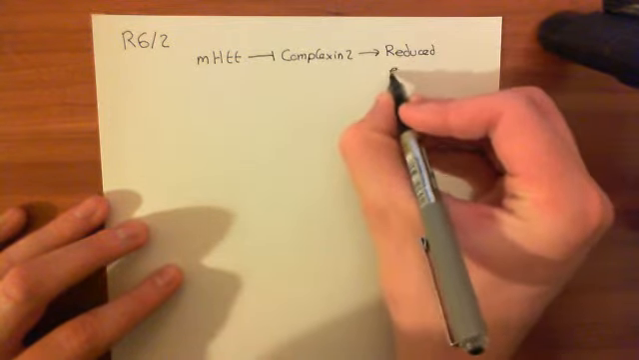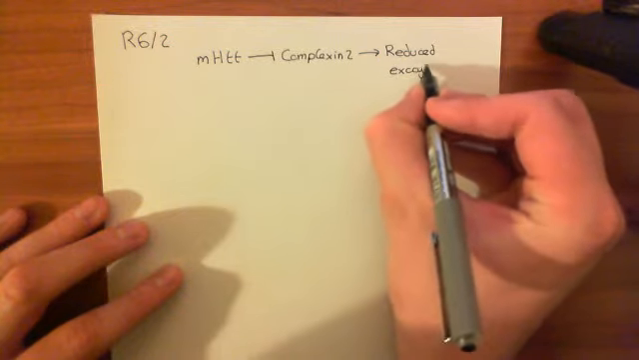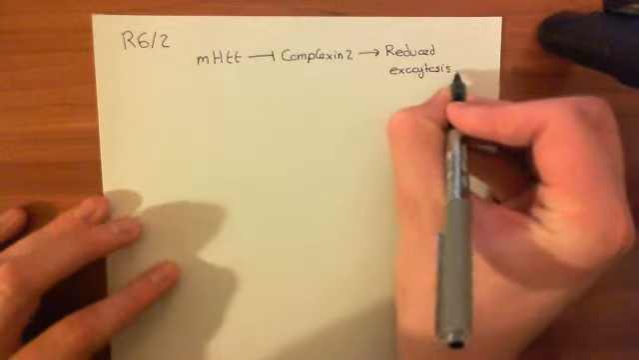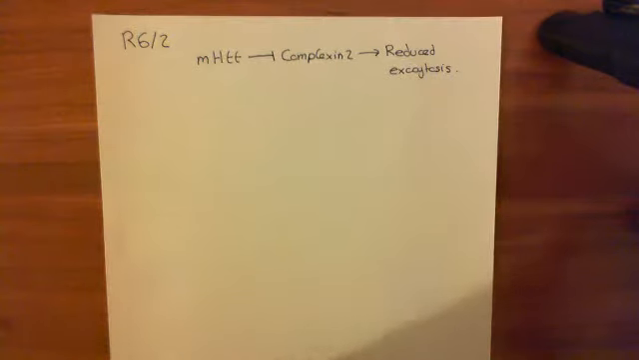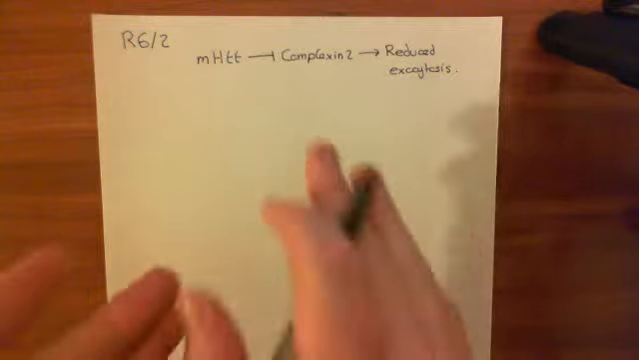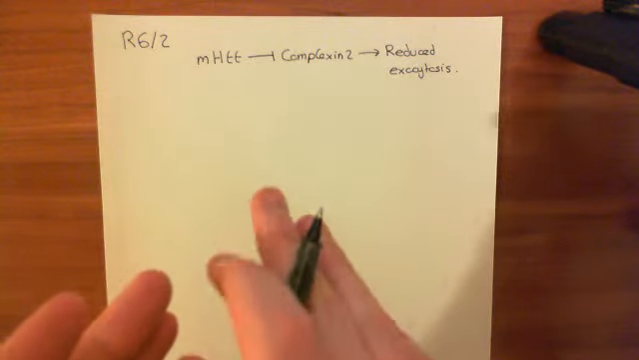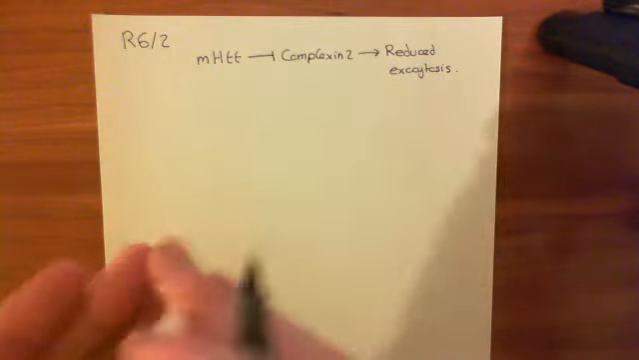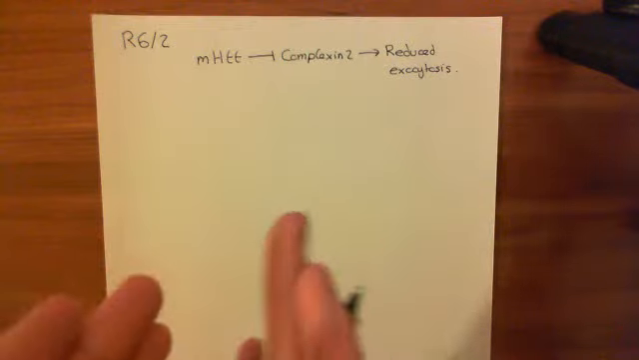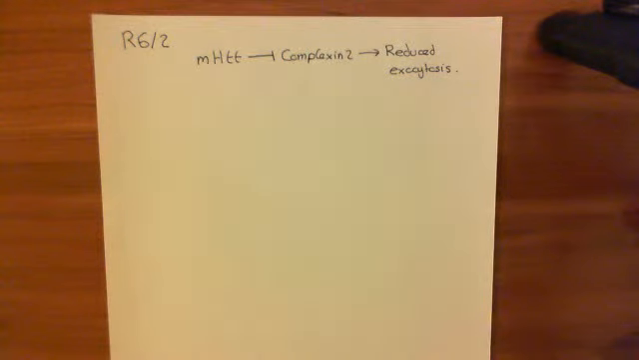Okay, so reduced exocytosis because of how important complexin 2 is in the exocytosis of the synaptic vesicles when the calcium signal arrives. So we've seen that if we replace complexin 2 into the neurons of these mice with mutant Huntington, the exocytosis is restored to normal.